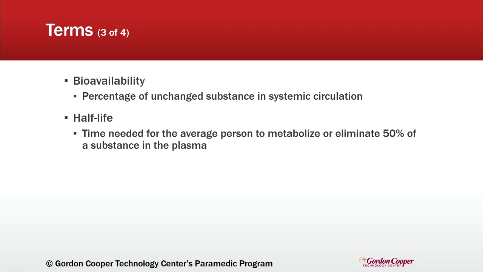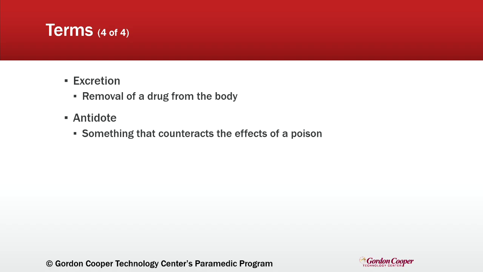Bioavailability is the proportion of a drug's administered dose that successfully reaches the systemic circulation in its active form. So how available is that drug once it's gotten into the system? And of course, half-life refers to the amount of time it takes for the concentration of a substance in the blood plasma to decrease by half in an average individual. So how long is that half-life?